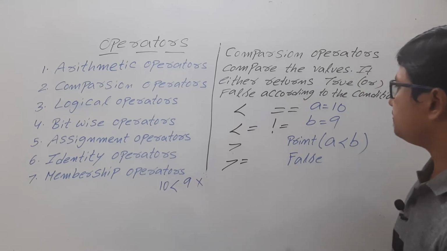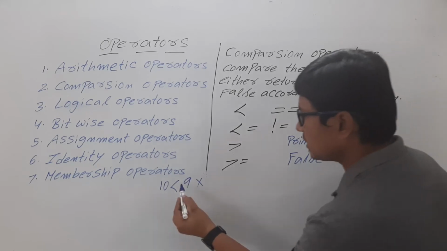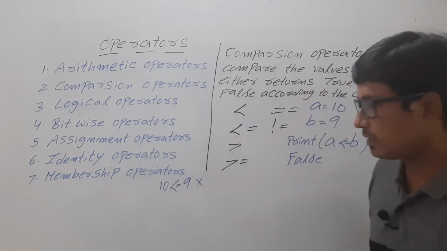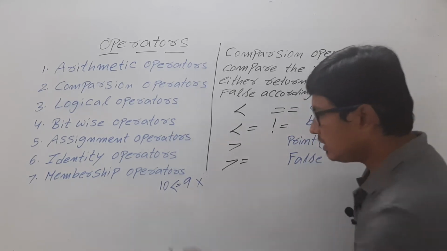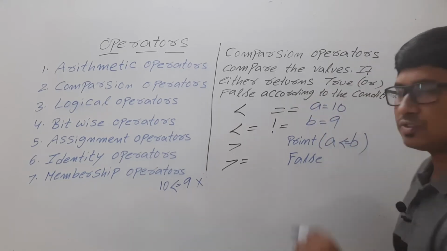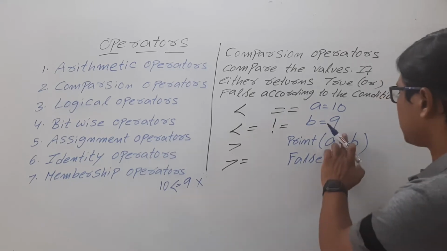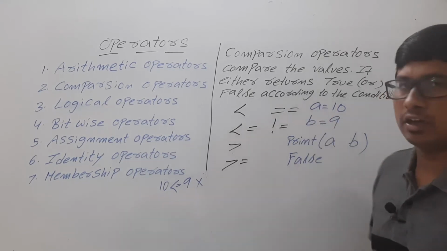Now, if I write less than or equal to, check it. 10 is less than or equal to 9. 10 is not less than 9. 10 is not equal to 9. So the condition is false. If the condition is false, then it will print the value false here. So this is about less than and less than or equal to.